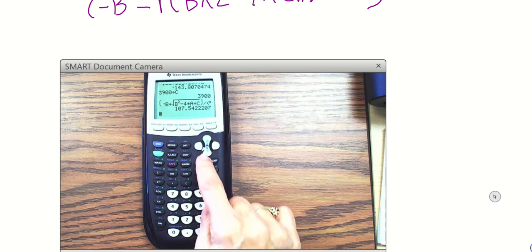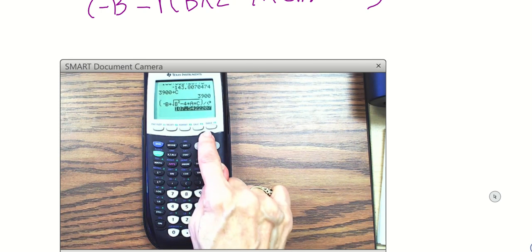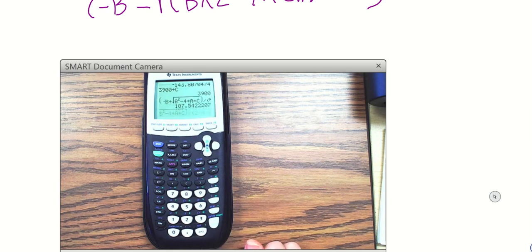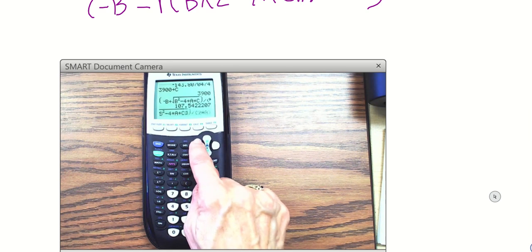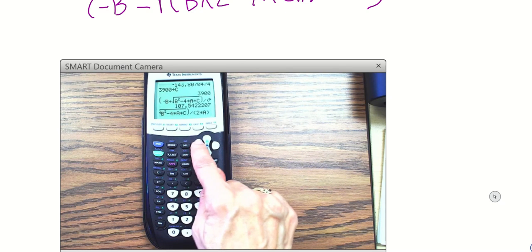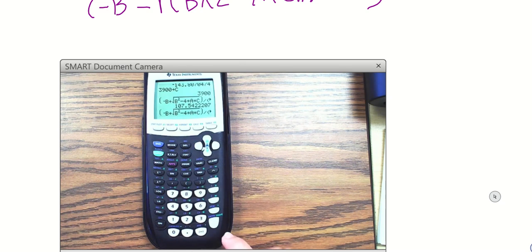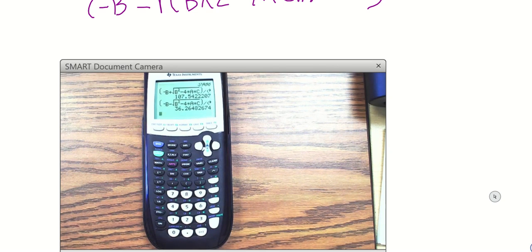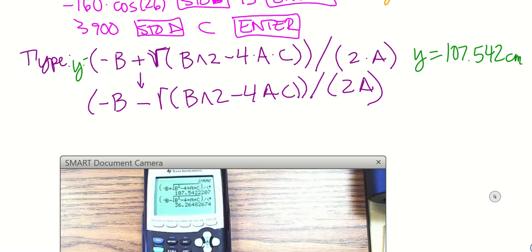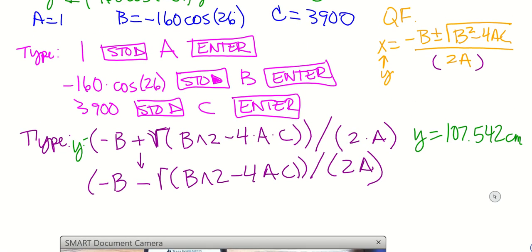These lovely calculators, I can just go up, so I'm hitting my up arrow and press enter. So now I can make some changes, and I'm going to come back using my left arrow, and I'm going to change this plus before the square root to a subtraction, and then I'm going to press enter right where I am, and I get 36.265. So now I'm going to come back here, and for this one, I get my second option, so this is y1, we'll call this y2, and it is 36.265 centimeters.